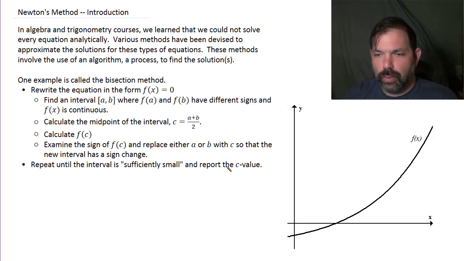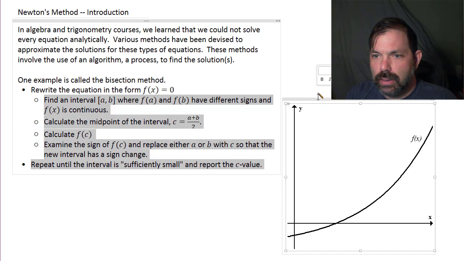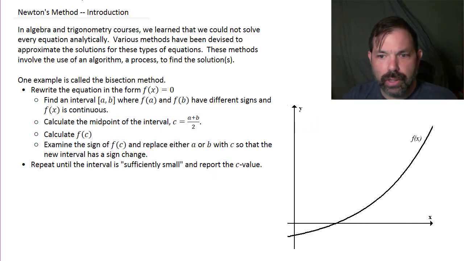Alright, so let's take this graph and demonstrate what's going on here. For example, I see that there's a root, and let's say that here's A and here is B. Over that interval, f of A is negative and f of B is positive. There must be a root between those. The next step in the bisection method says calculate the midpoint. Bisect the interval. Now here is C.